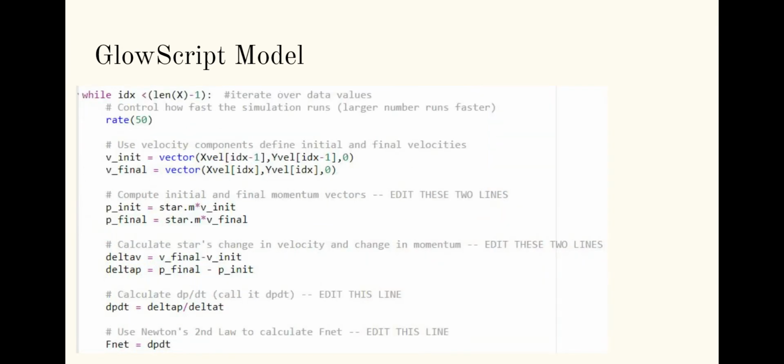In the next while loop, which ran until there were no more observed data points, the initial and final velocities were defined from those points, then the initial and final momentums were calculated from the definition of momentum, which is mass times the respective velocity. The change in the star's velocity and momentum followed the formula of the final minus initial respective values. dp/dt was indicated as the fundamental principle that says the change in momentum over the change in time, which was also set to equal the net force as determined by Newton's second law.